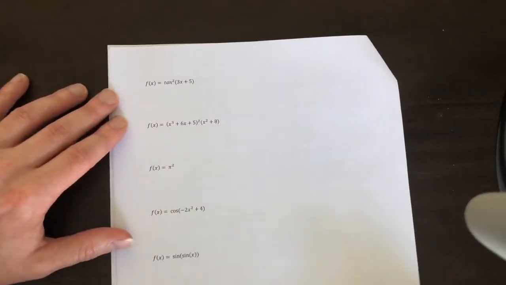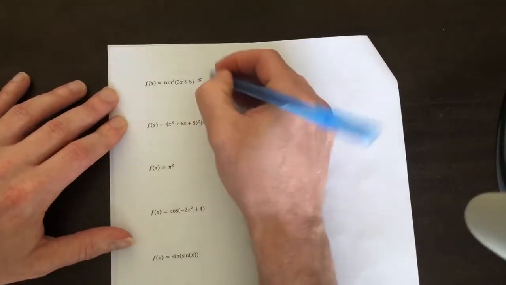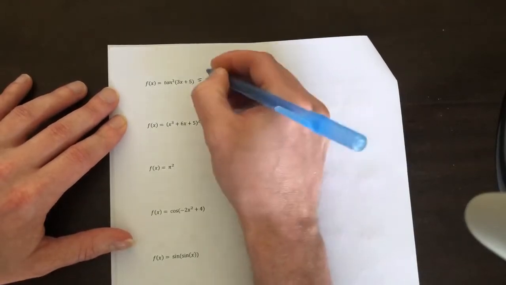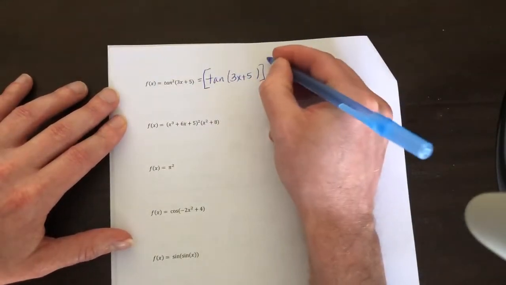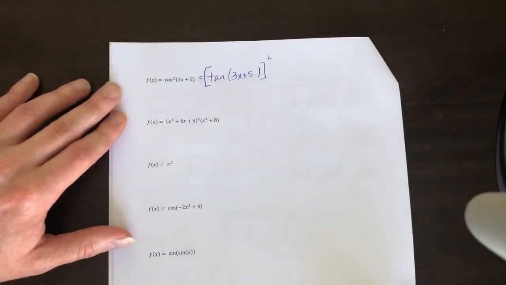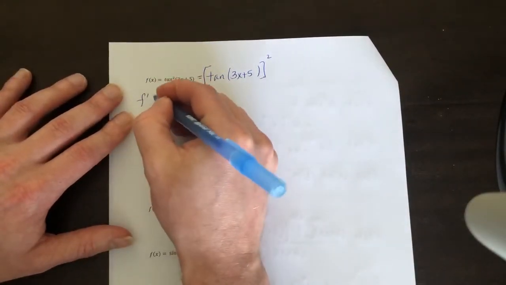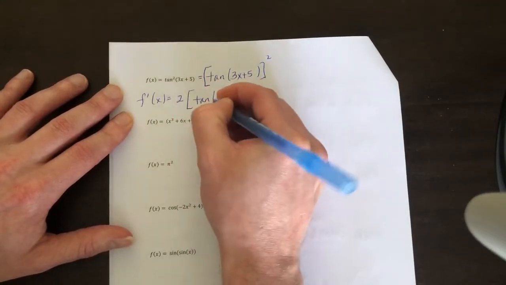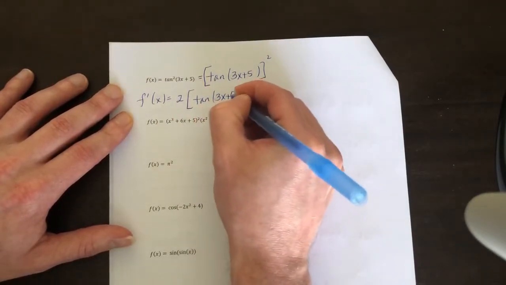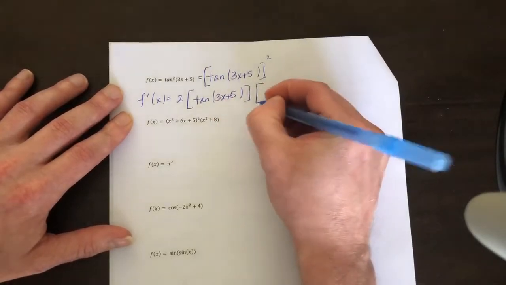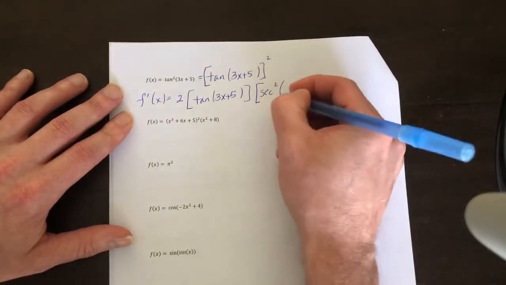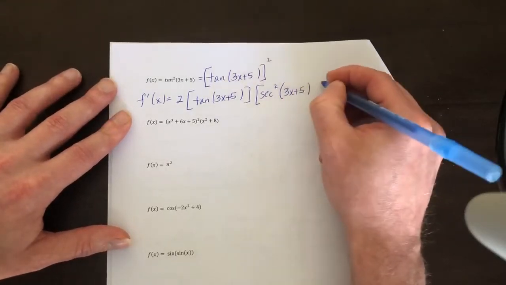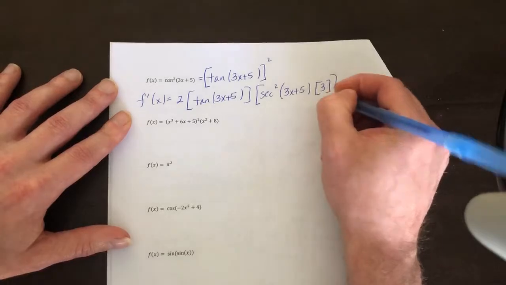Now, anytime we have a trig function squared or cubed or raised to a power, we need to rewrite it first. So I'm going to rewrite it like that. We're going to bring the exponent in front, reduce it by 1, and then we have to chain rule the inside. So the derivative of tangent is secant squared, we keep the angle, and then we have to chain rule the angle again, like that.